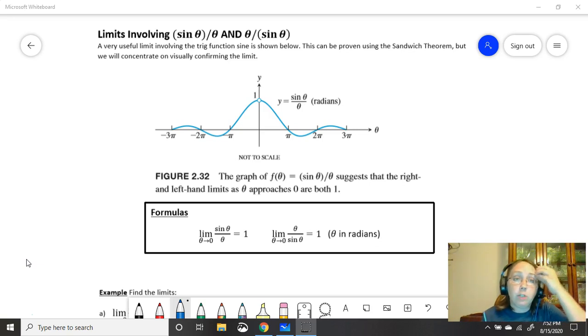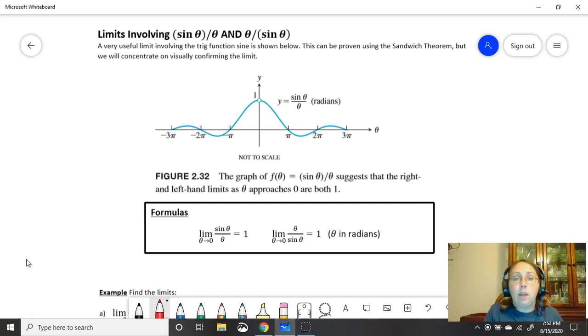So a very useful limit involving the trig function sine is shown below. So we have a graph of sine of theta over theta. You can see it there. Now we can actually prove this theorem using the sandwich theorem, which we talked about in a previous video, and you guys can go read that. It's in the textbook. But for today, we're just going to look at the graph of sine of theta over theta and confirm what the limit would be.